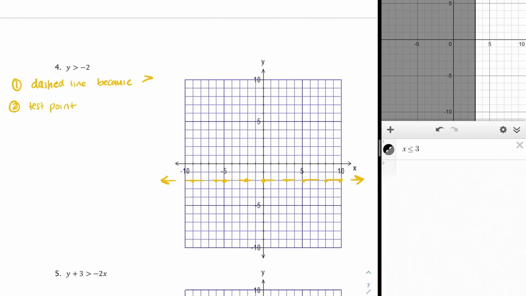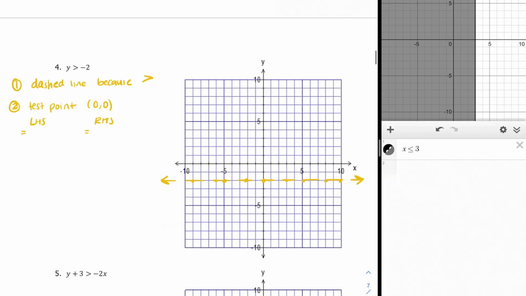The next thing we got to do is pick a test point. When we pick a test point, it could be any point that is not on the boundary line itself. So any point that doesn't have a y of -2, because that would be located on the line. My go-to is there and ready for me. So I'm going to choose the test point (0, 0), because who loves it?